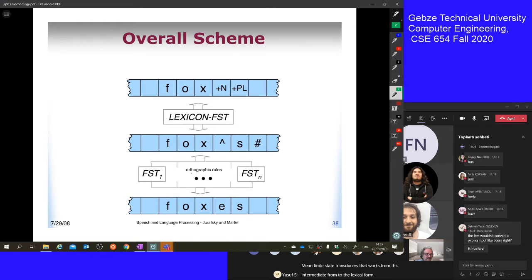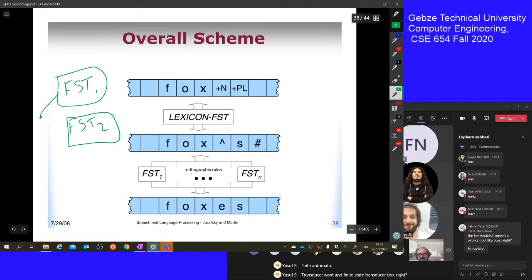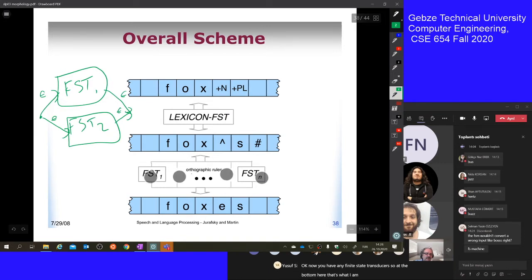Of course, remember last time what did we say? If I have finite state transducer 1 and finite state transducer 2, I can make another finite state transducer by adding these empty transitions. Now I have a new finite state transducer. So at the bottom here, that's what I am going to do. I will put them together and make a single finite state transducer, and I have another single finite state transducer. So it will make two big finite state transducers.